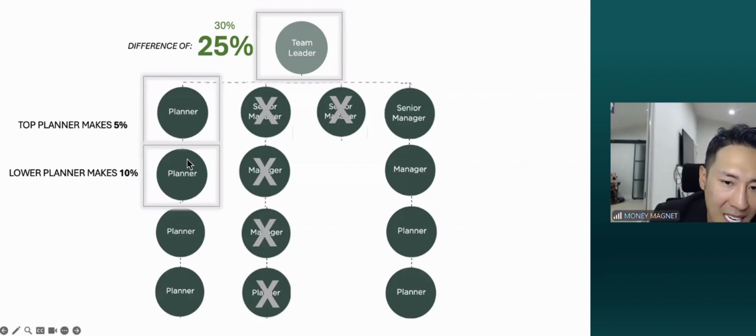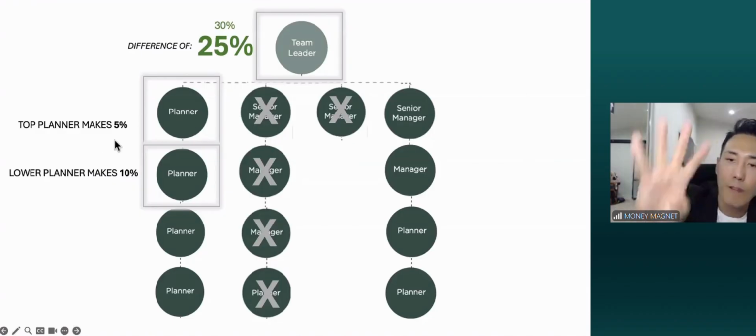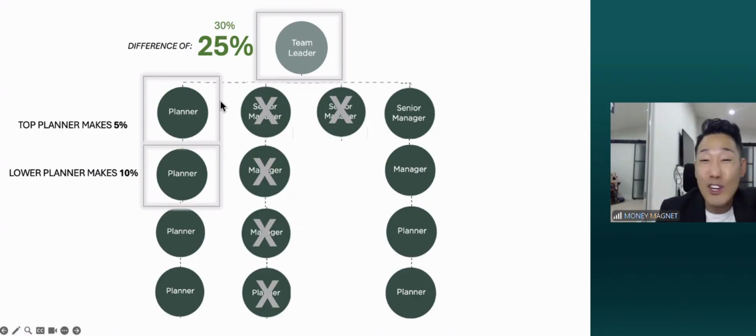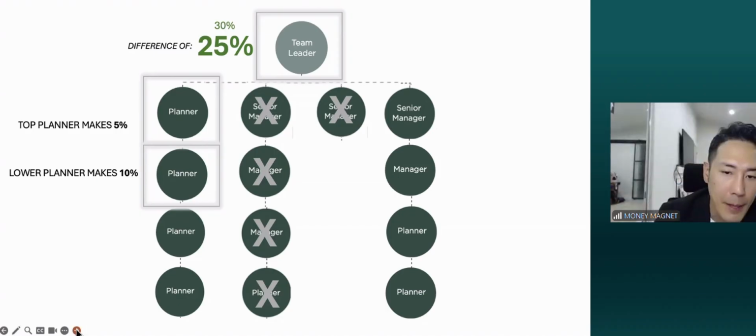The top planner that frontlines another planner is going to make 5% generational pay on this planner. Anything he buys or sells, the bottom guy is making 10%. So in the pie of 40, 15% is already paid out and accounted for. What is left over in the pie of 40? 25%, right? So every transaction, the first transaction, the team leader got 30%. The second level transaction, this team leader got 25%, okay?